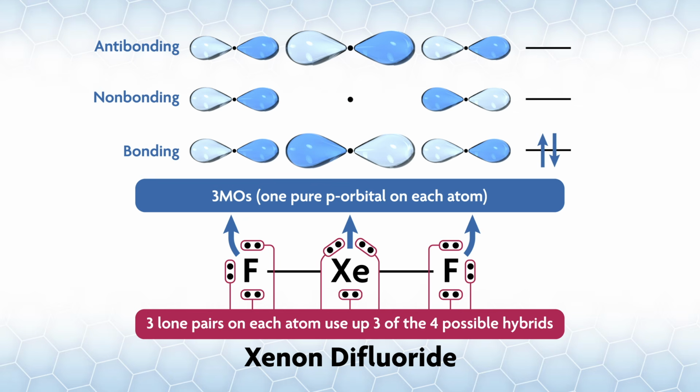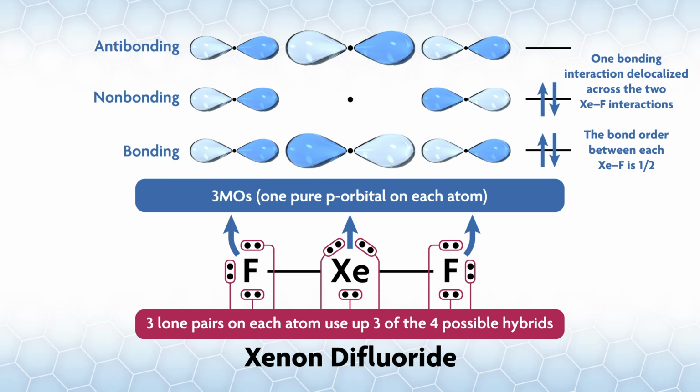2 can go into a bonding orbital, and 2 will go into the next highest energy non-bonding orbital. This gives 1 bonding interaction to localize across the 2 xenon-fluorine interactions. In other words, the bond order between each xenon-fluorine is 1/2. The hybridization theory picture of the bonding is quite simple.